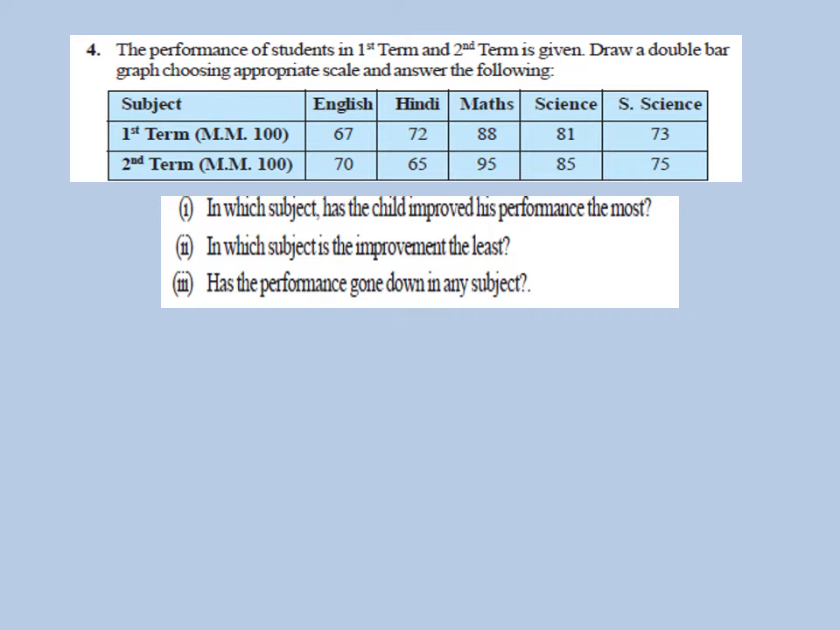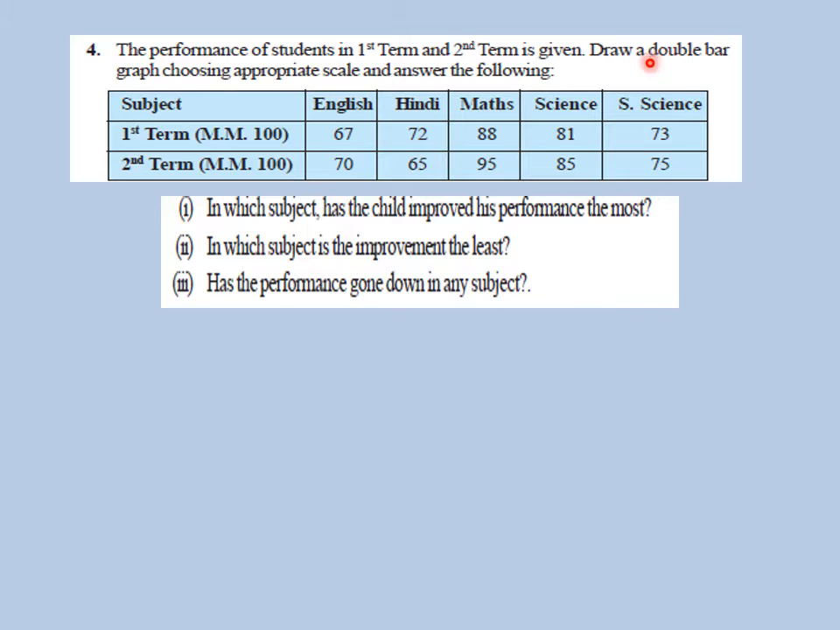Now let us go to the 4th problem. The performance of students in first term and second term is given. Draw a double bar graph choosing appropriate scale and answer the following. Double bar graph means you will have 2 bars at one place.